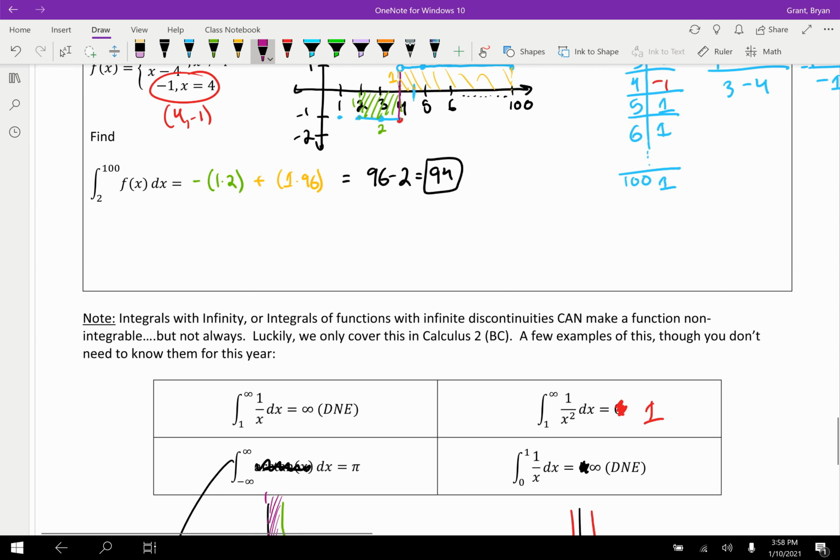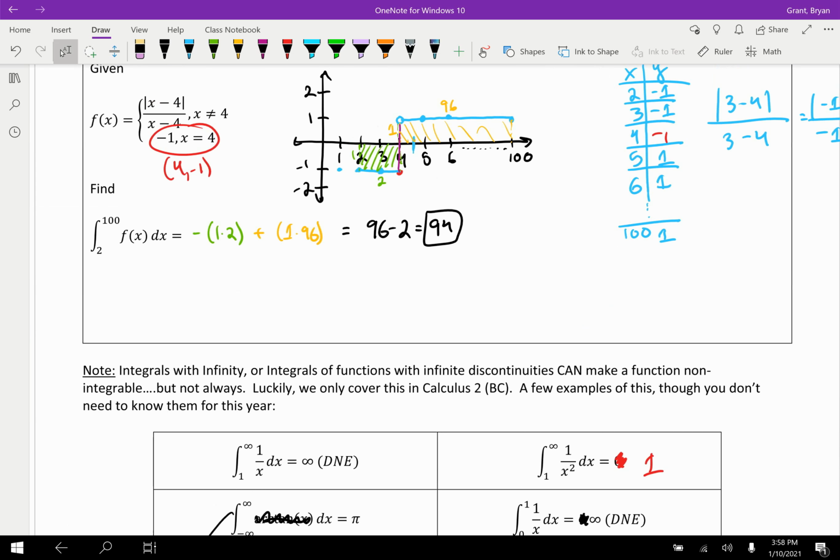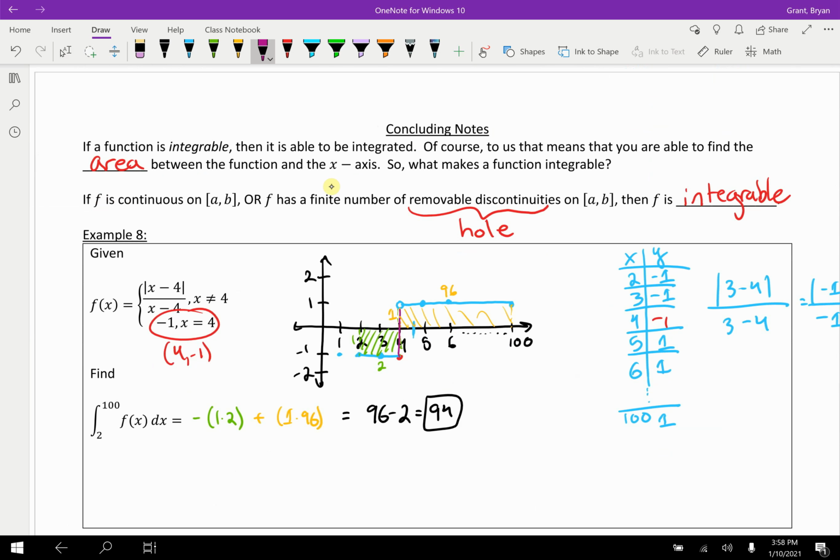So the nice part is in Calc AB, you don't have to worry about that. You just need to realize that your functions will either be continuous or they could have a number of removable holes or sometimes an easy jump discontinuity like this, and it still works.